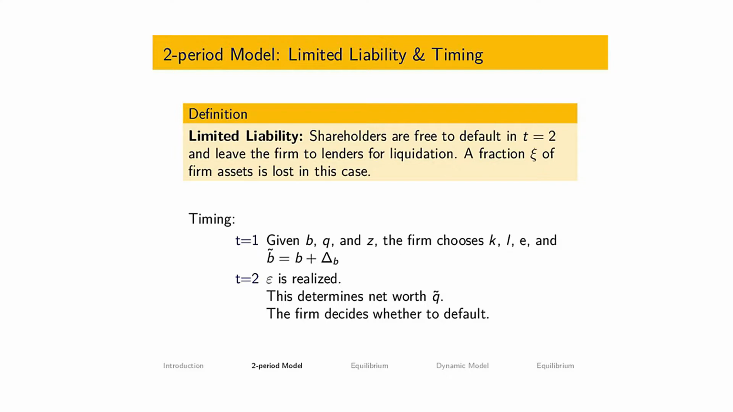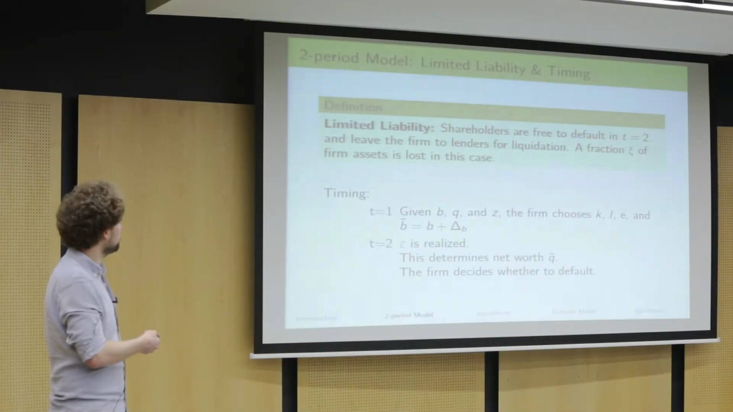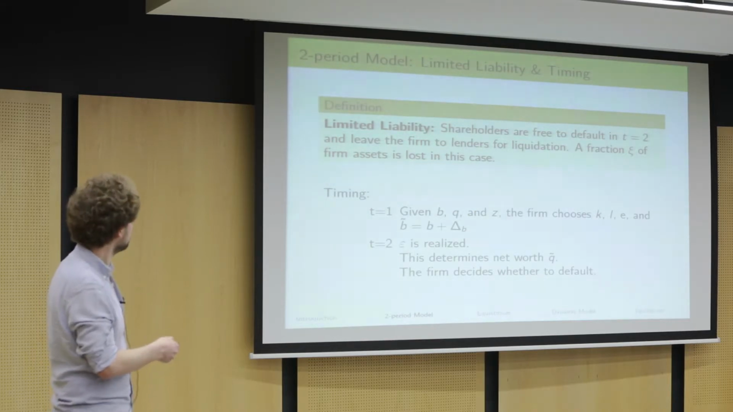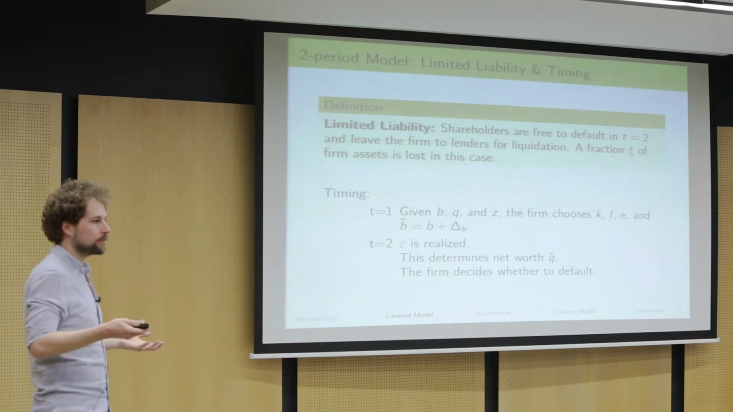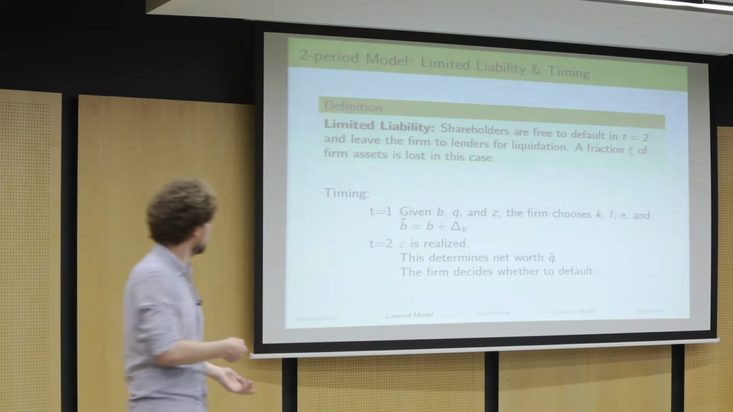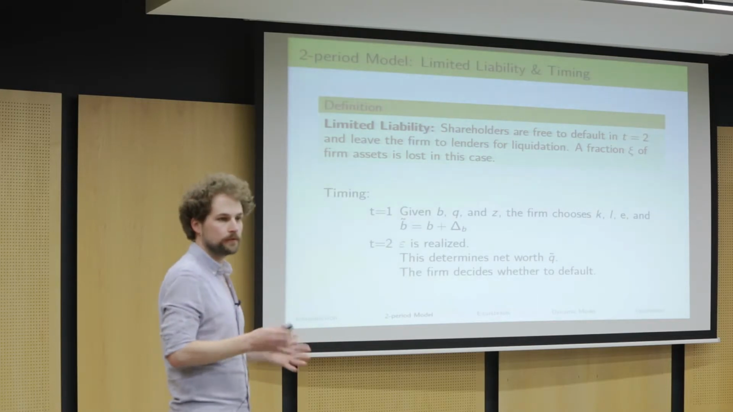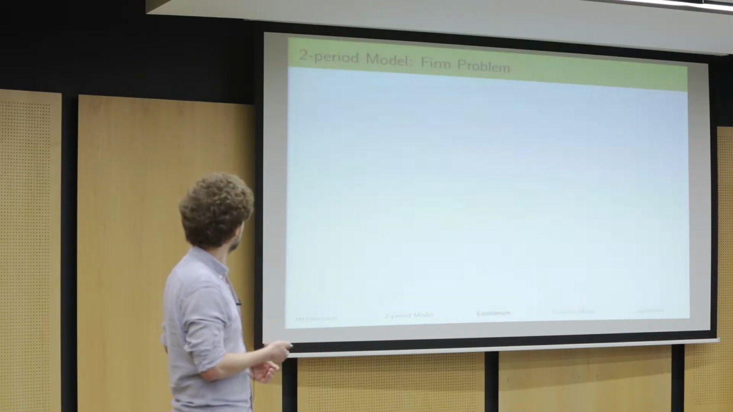So we start this model. This firm has some assets in place, some debt in place, and they observe some aggregate productivity level. And given this, the firm chooses how much to produce, so capital and labor, and how to finance this through equity and debt. These are the decisions. And then in period 2, epsilon is realized, and this tells the firm how big the earnings are, and then the firm decides whether to default or not.